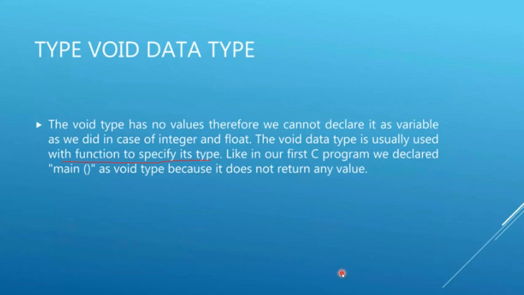And the type void data type. The void data type is not used for declaring any variable, but it is used for declaring a function. We mostly see this when we are declaring the main function, because it will not return any values.